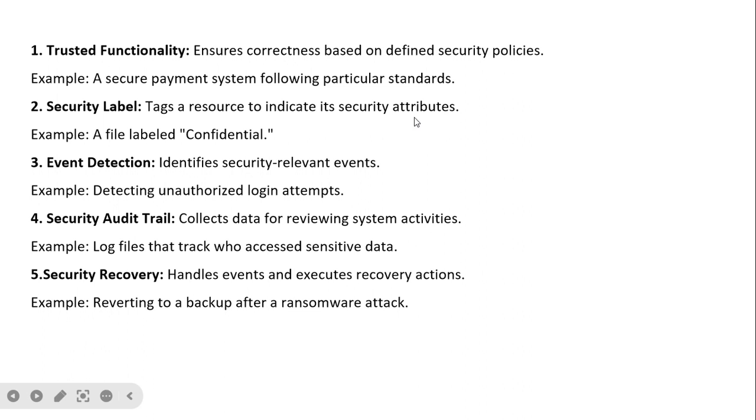Trusted functionality ensures correctness based on defined security policies. For example, a secure payment system following a particular standard or norms. Security label tags a resource to indicate its security attributes. For example, a file labeled as confidential that can be opened with a particular password. Event detection identifies security related events, for example, detecting unauthorized login attempts. Security audit trail collects data for reviewing the system activities. For example, checking the log files to track who accessed the sensitive data.